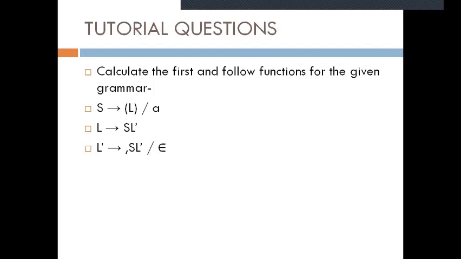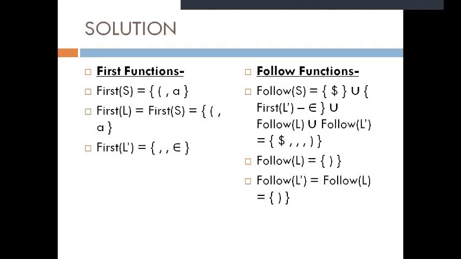And the next question is calculate the first and follow function for the given grammar. S derives within brackets L or a, and L derives S L dash, L dash derives comma S L dash or empty. The solution is first of S is open bracket and a, first of L is open bracket and a, first of L dash is comma and empty, follow of S is dollar, comma, and close bracket, follow of L is close bracket, follow of L dash is close bracket.